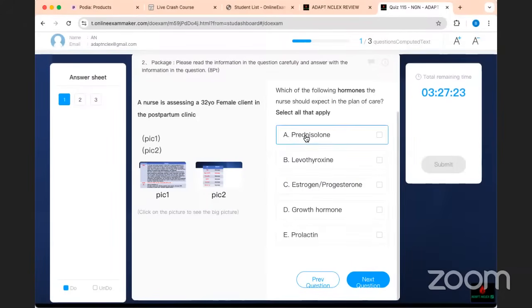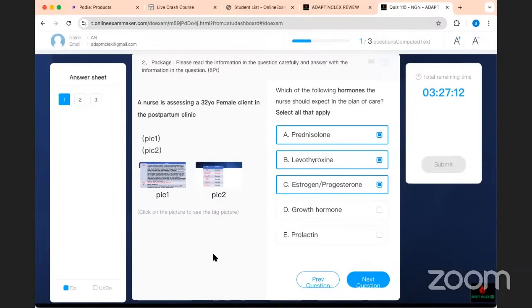I can tell you they need steroid. It's a select-all-that-apply. They need thyroid hormone. They need estrogen and progesterone. That's for sex hormones. Growth hormone, usually you don't need it, but if the person is not growing, you can give it to them. But there's no prolactin. There's no replacement of prolactin.